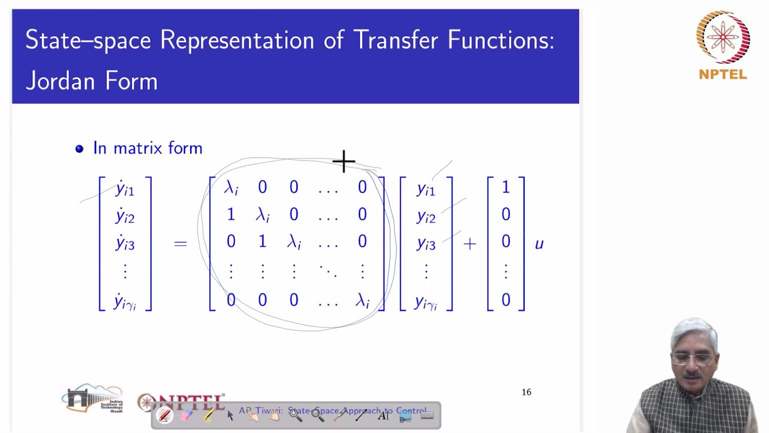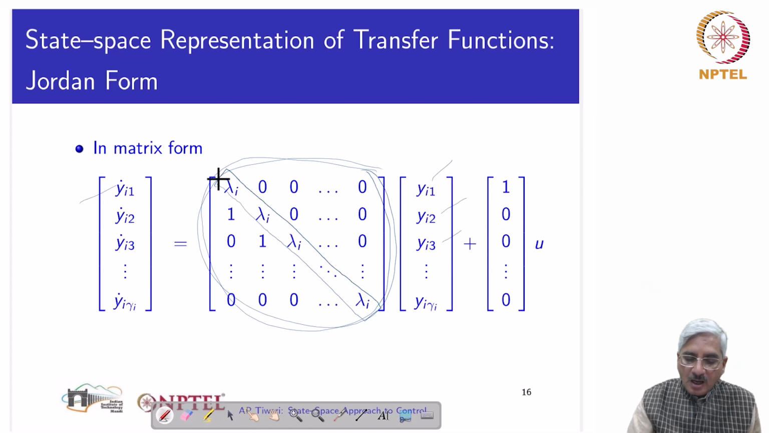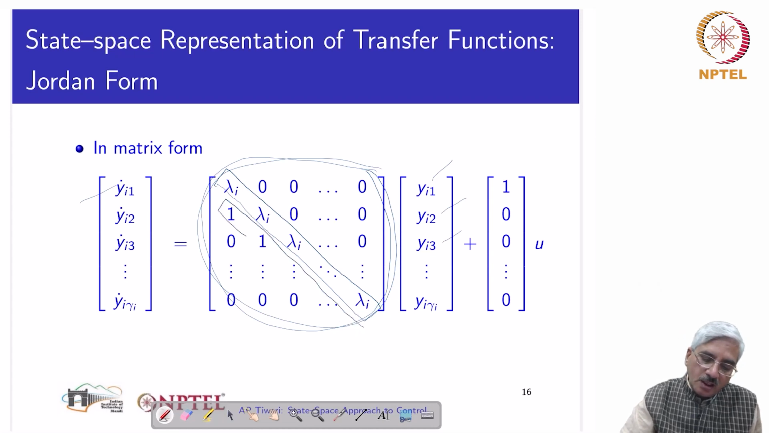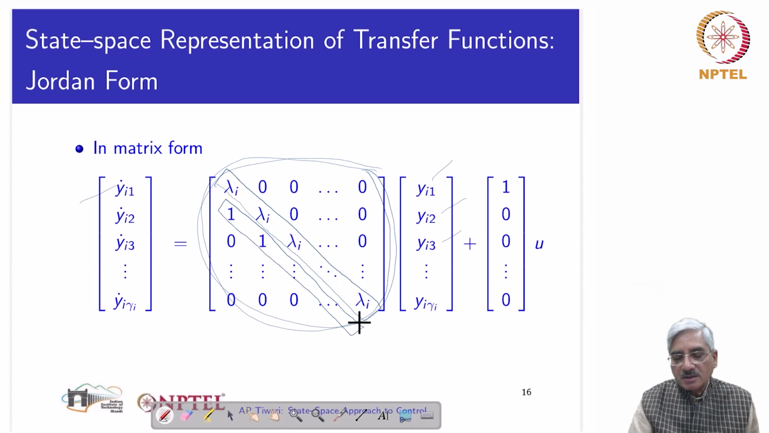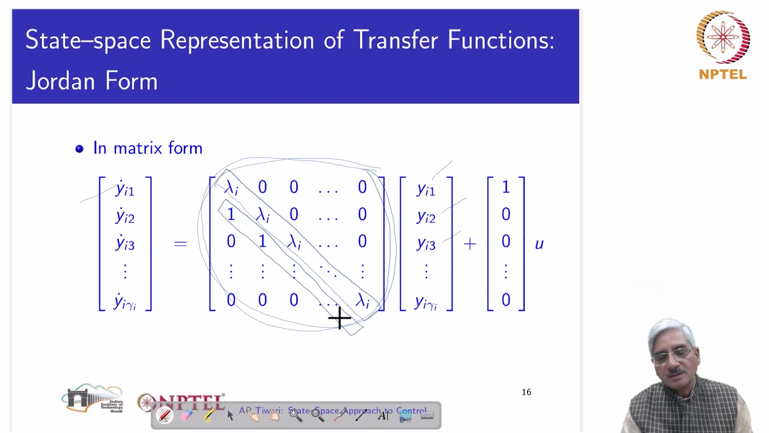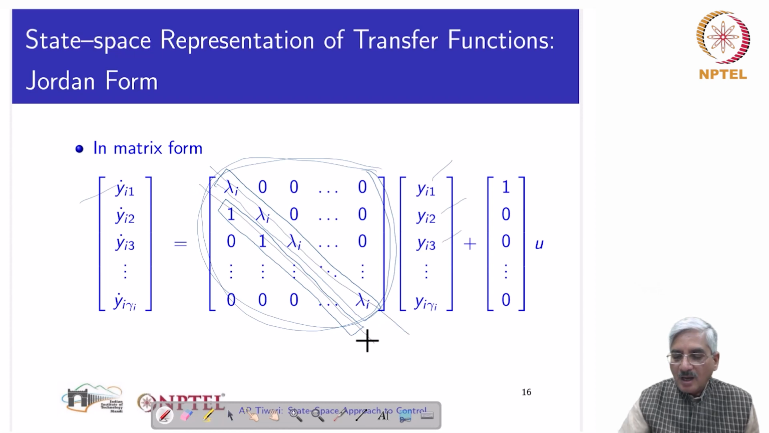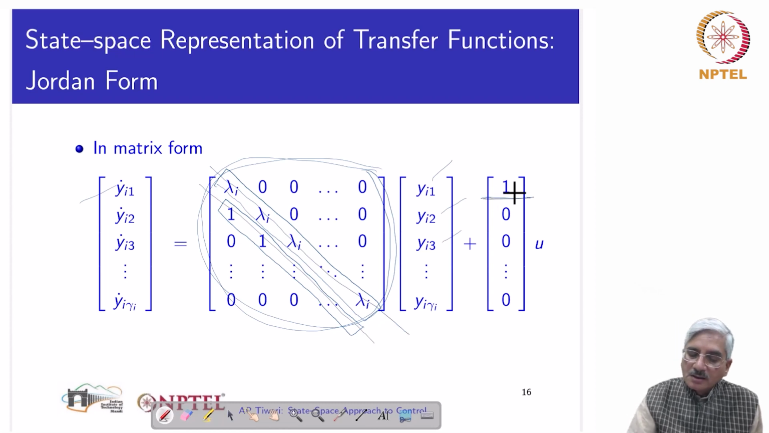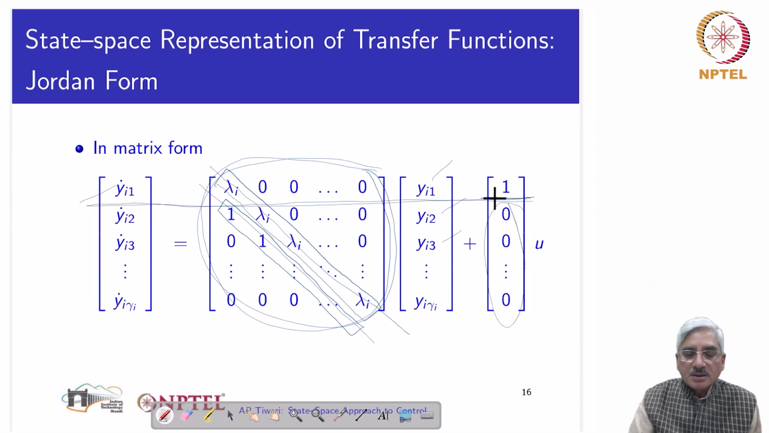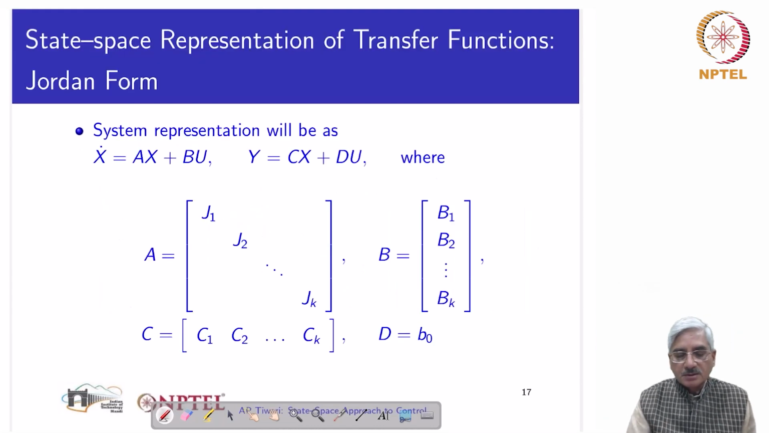Its appearance is special because the poles lambda I appear on the diagonal, and the sub-diagonal has unity, 1, 1, etc. So this is the Jordan form block. One of the blocks is of Jordan form like this: lambda I on the diagonal and 1 on the sub-diagonal. And of course, the input has a 1 in the first row and all others have 0. So this is how we get one of those subsystems.